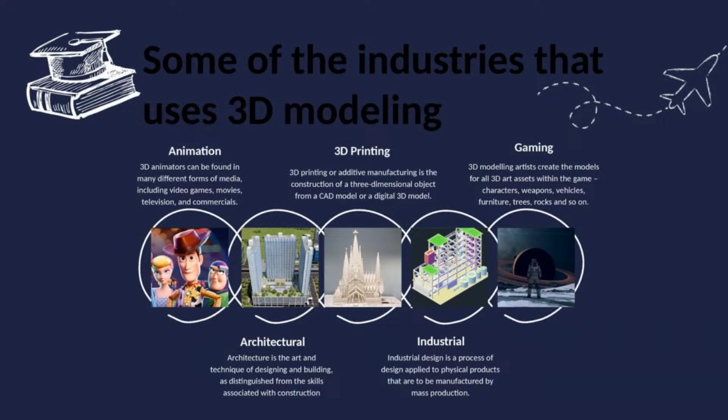So let's read what's in the presentation. What are some of the industries that use 3D modeling? For animation, 3D animators can be found in many different forms of media, including video games, movies, television, and commercials. So if you see anything that is mostly animated and does not use a normal camera, big chances they're mostly 3D animations modeled by 3D artists.